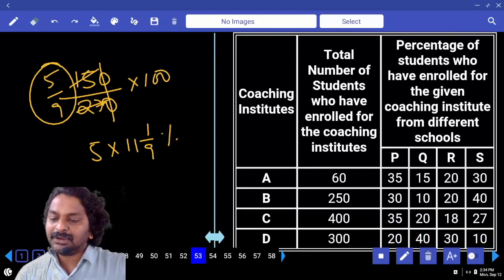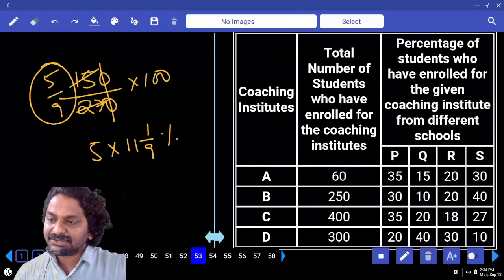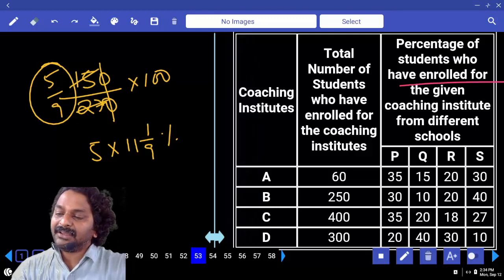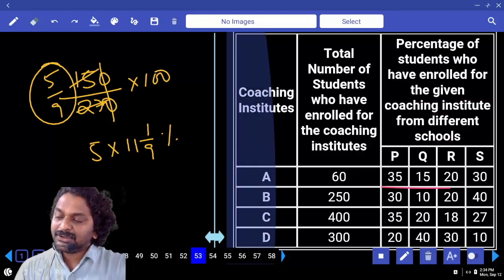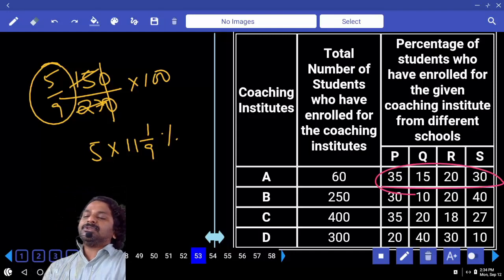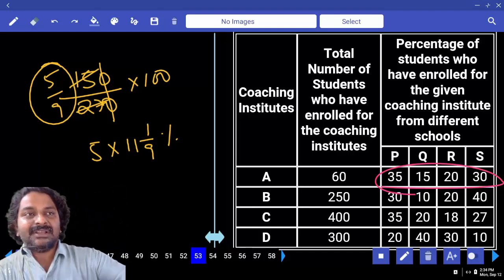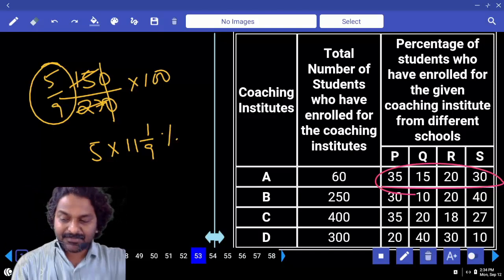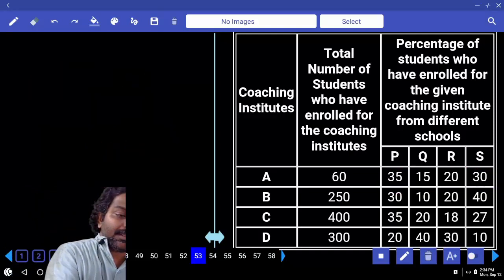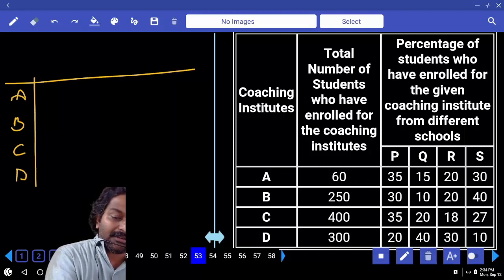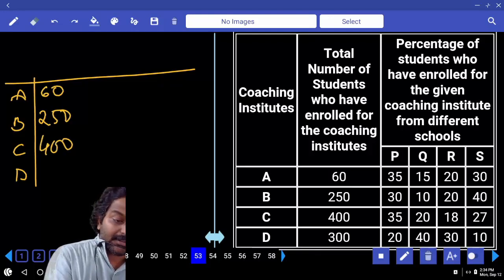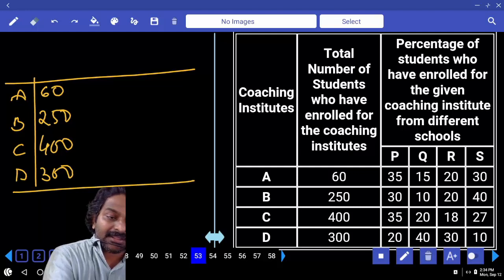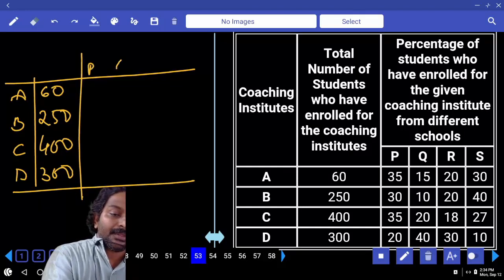Right, coaching institute, total number of students who enroll for coaching institutes. Percentage of students who have enrolled for given coaching institute from different schools. So P, Q, R, S, we have 4 different schools. Altogether when you add, it becomes 100% only. Now A, B, C, D, we were given total, which is 60, 250, 400, 300. And then we have P, Q, R, S.